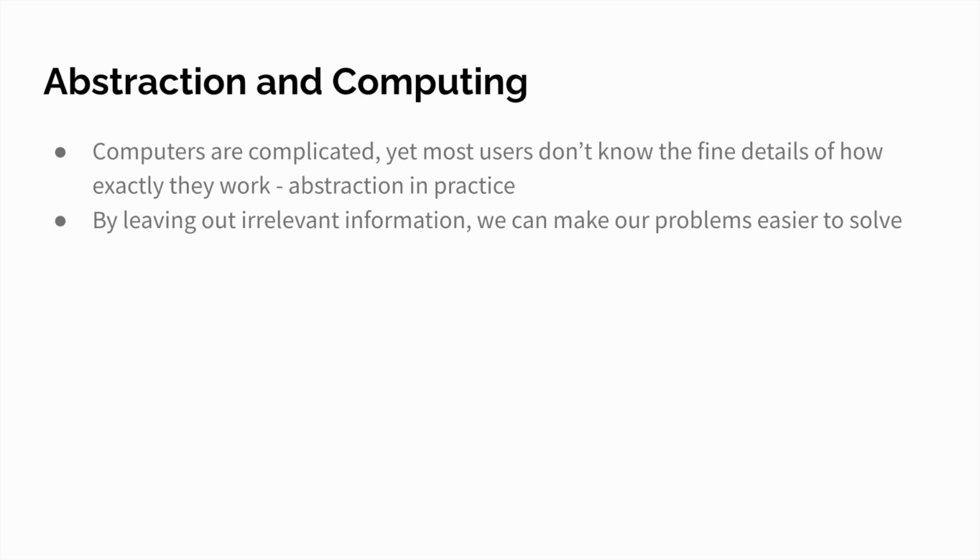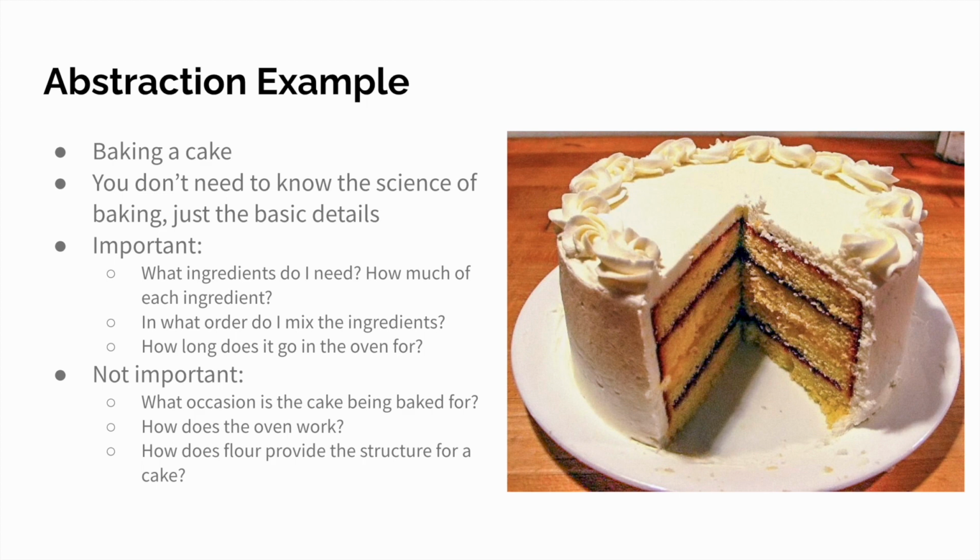So the point of abstraction is to leave out irrelevant information and make our problems easier to solve in doing so. Here's a good example of abstraction in the real world: baking a cake. You don't need to know the science behind the baking of the cake. You just need to know the basic details of a cake. So what ingredients do you need? How much of each ingredient do you need? How do you combine them? In what order do you mix them? How long does it go in the oven for? What temperature does it go in the oven? These are all the key important details involved in baking a cake.